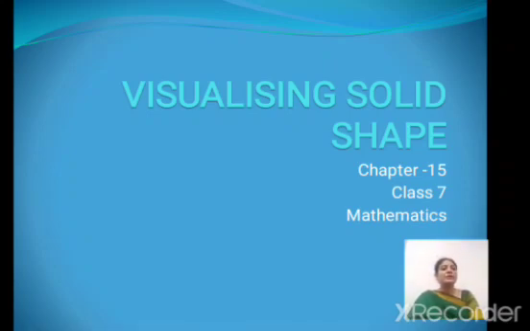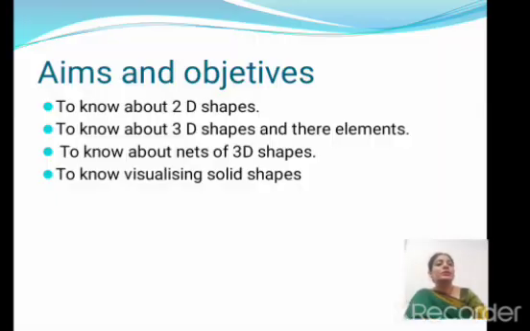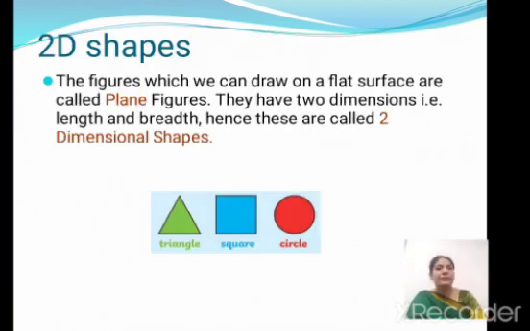Hello students, today we are going to discuss chapter 15, Visualizing Solid Shapes, of class 7. Aims and objectives of the chapter: to know about 2D shapes, to know about 3D shapes and their elements, to know about nets of 3D shapes, and to know how to visualize solid shapes.